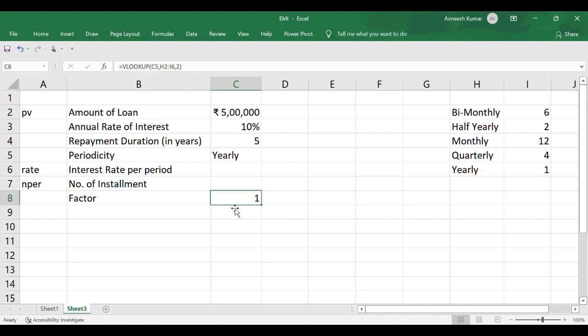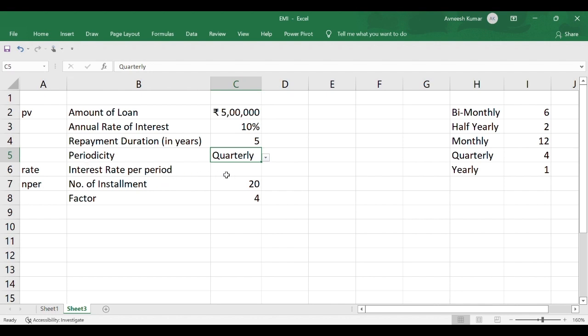So now using this factor, we can calculate total number of installments, and that would be equal to repayment duration in years multiplied by this factor. So number of installments would be 5 if we are paying it yearly, when repayment duration in years is 5. If we choose quarterly, then total number of installments would be 5 into 4 is equal to 20. And this total number of installments is same as the input of the PMT function.